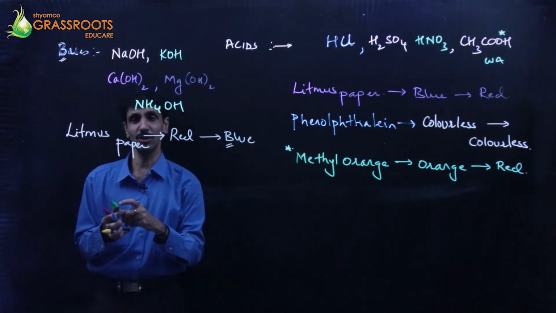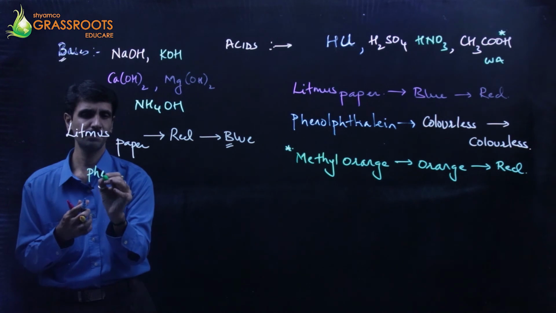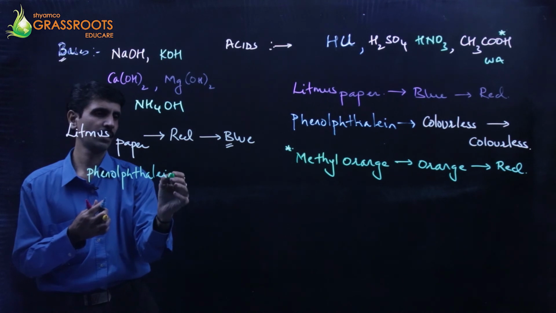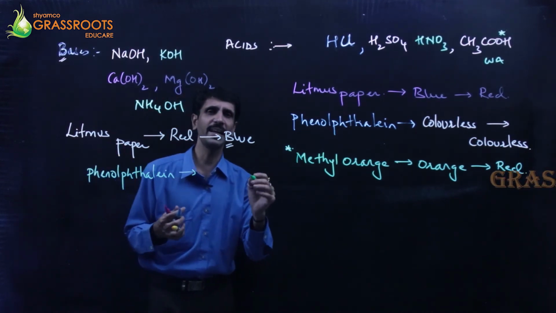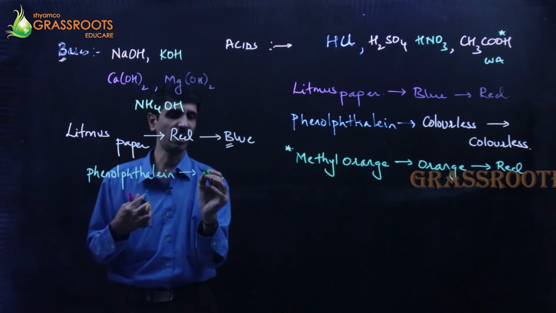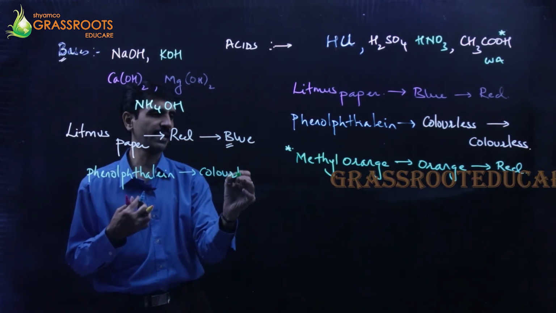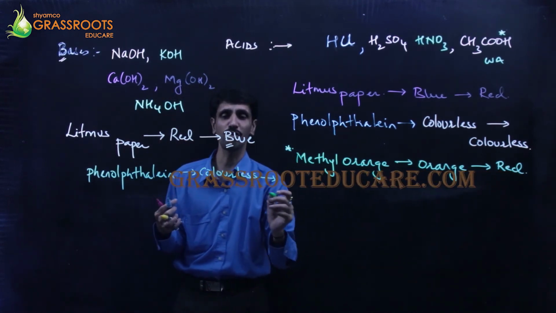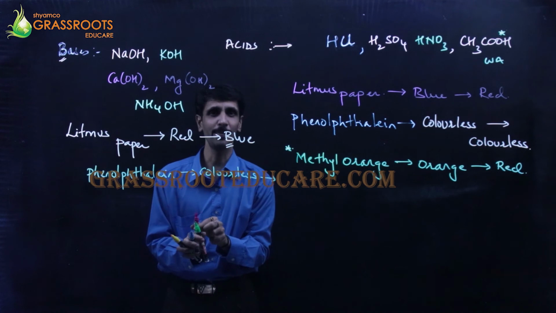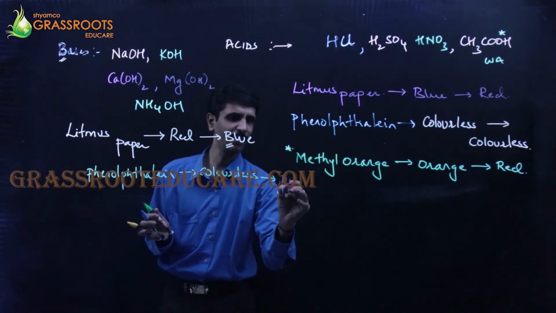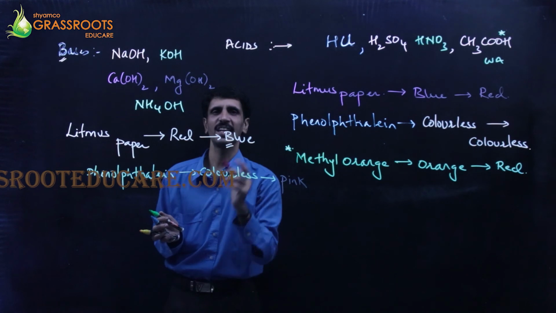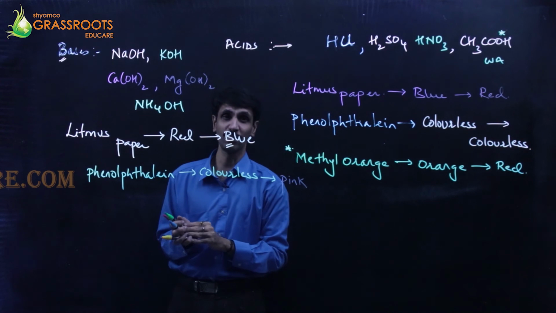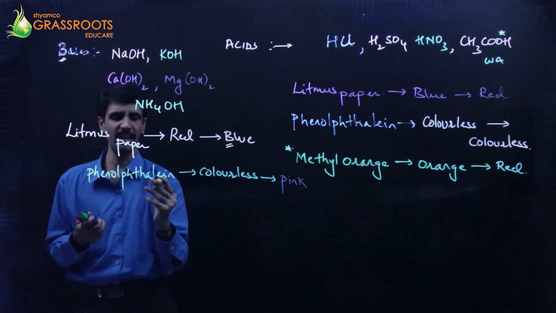Next thing is, we go into phenolphthalein. As I told you, phenolphthalein is a colorless liquid. But as soon as it comes in contact with a basic solution, it turns, can you imagine what color it is? Yes, it's the pink one. So colorless gets converted into pink. This is with phenolphthalein. And the last one is methyl orange.